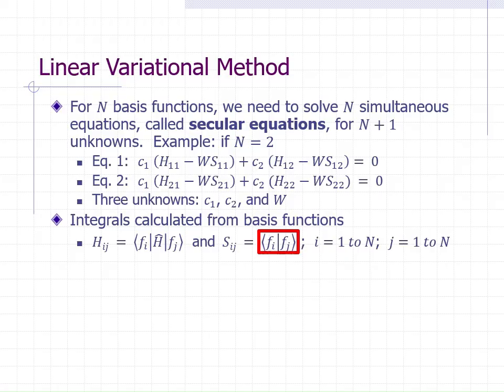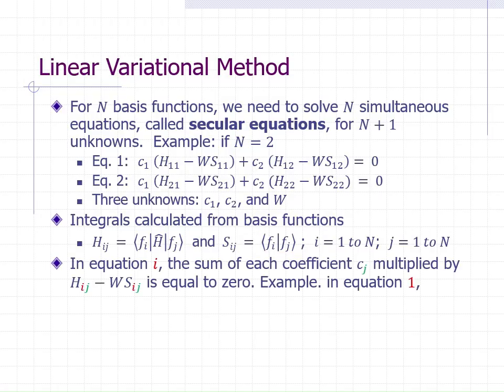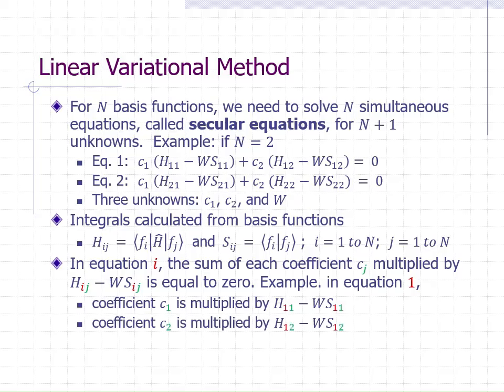The secular equations are such that, in equation i, the sum over each coefficient c sub j multiplied by h sub ij minus W s sub ij is equal to 0. For example, in equation 1, coefficient c sub 1 is multiplied by h11 minus Ws11, and coefficient c sub 2 is multiplied by h12 minus Ws12, and their sum is 0.